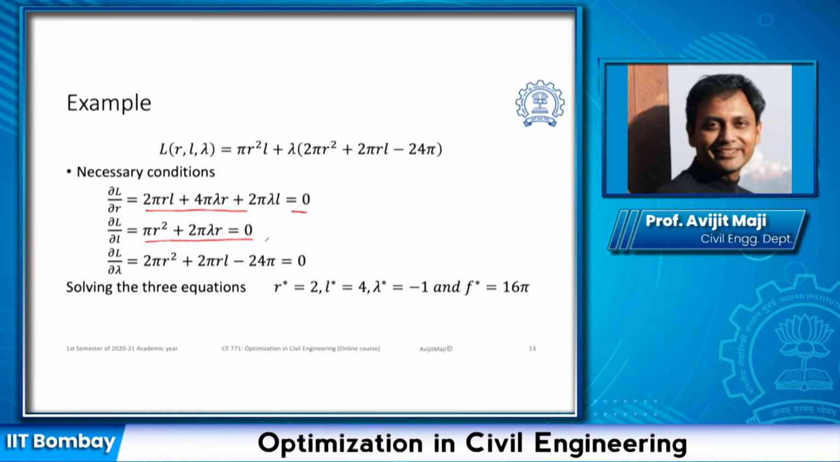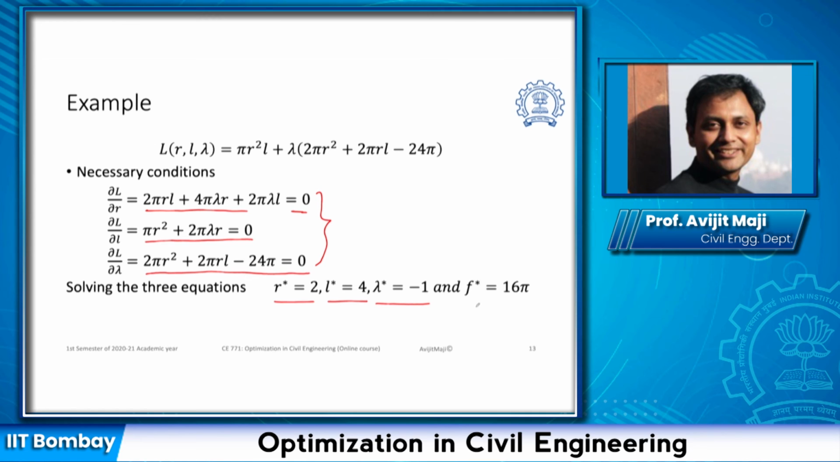And the third partial derivative, with respect to lambda, is supposed to give us the constraint, and it is going to be this equal to 0. So these are the necessary condition equations, and since we have three unknowns, we can easily solve them and obtain the extreme point values, where r star is equal to 2, L star is equal to 4, and lambda star is equal to -1.